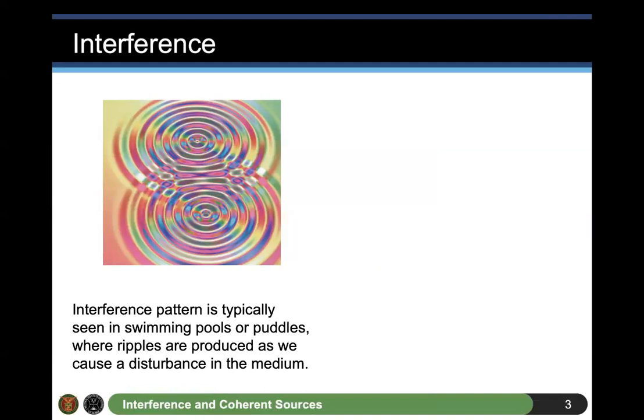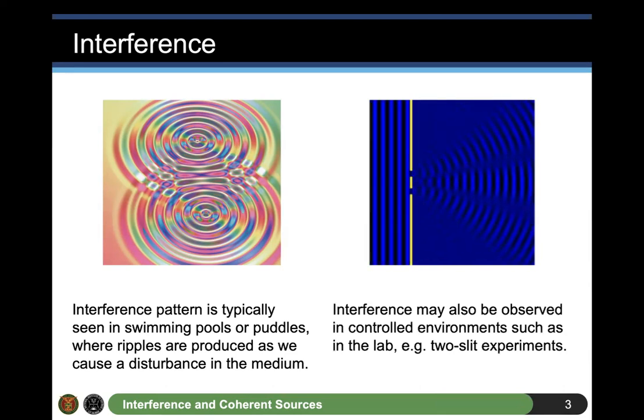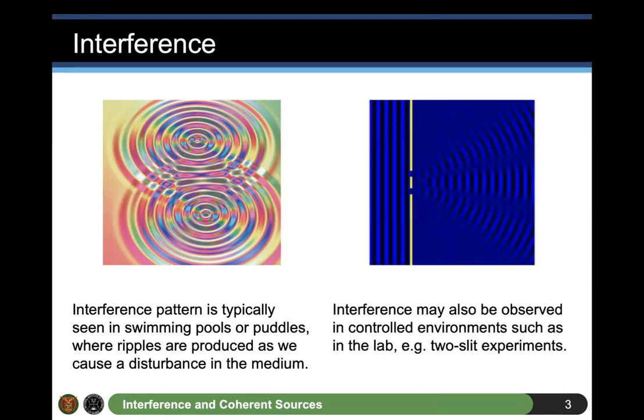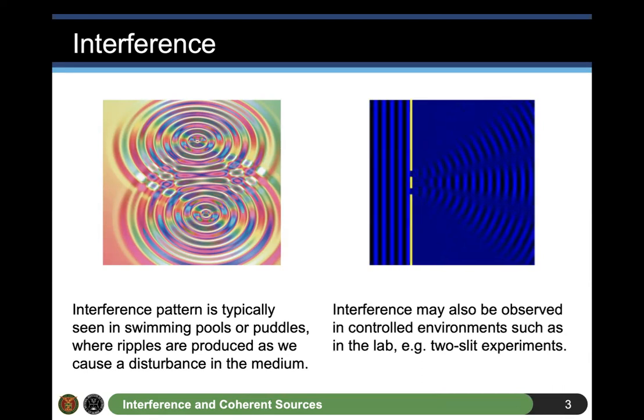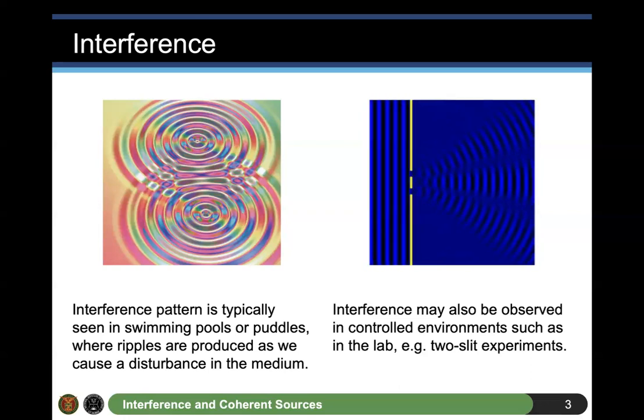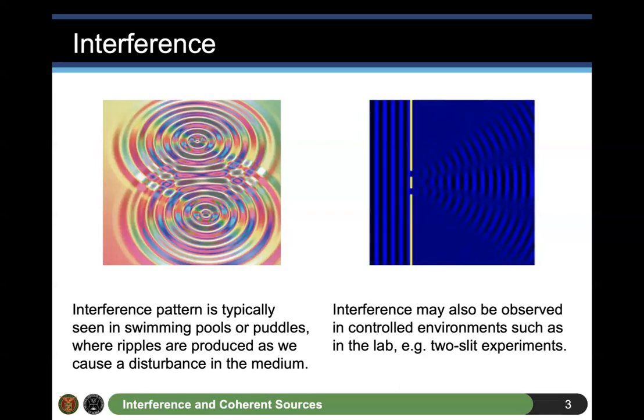Okay. So actually, even sound waves have an interference pattern, we just don't see it because the air is not visible to us, for which the ripple pattern could be visible. However, some experiments showed that light also exhibits interference patterns. So they can also be observed in some controlled environments in the lab, such as the famous two-slit experiment by Young. Okay.